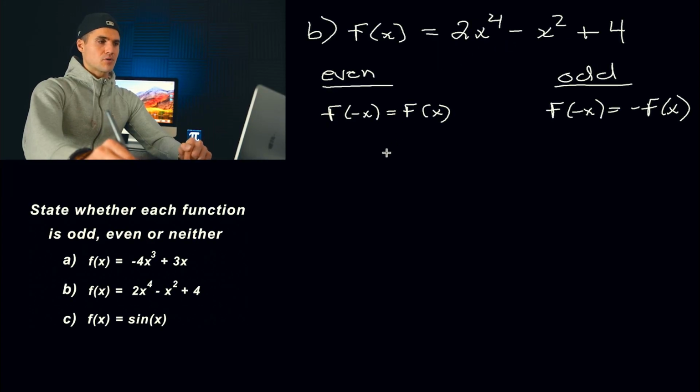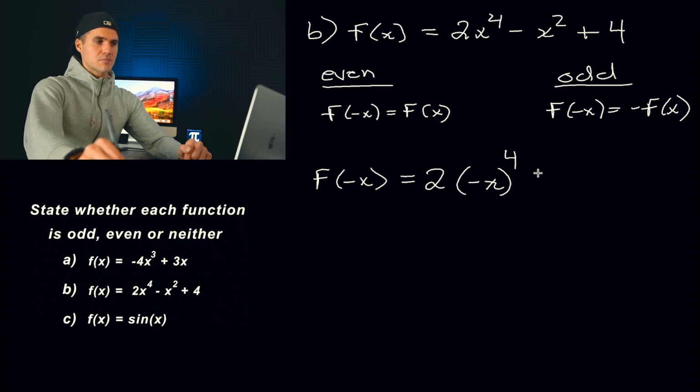And again, same process. Is it even or odd? Well, f of x we already have. Let's find an expression for f of negative x. So again, same thing. We just plug in negative x for all the x values. Just make sure that you're putting it in brackets like that into the original function.